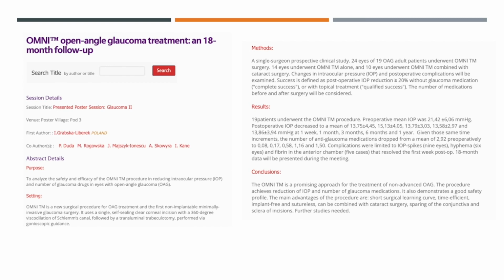I'd like to include an open angle treatment follow-up for 18 months by a group out in Poland, which was presented at the 2019 ESCRS conference. The purpose of this study was to analyze the safety and efficacy of the Omni procedure in reducing intraocular pressure and the number of glaucoma medications in eyes with open-angle glaucoma.